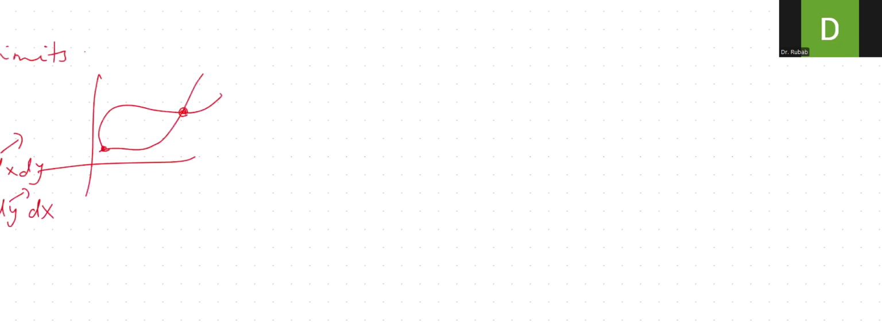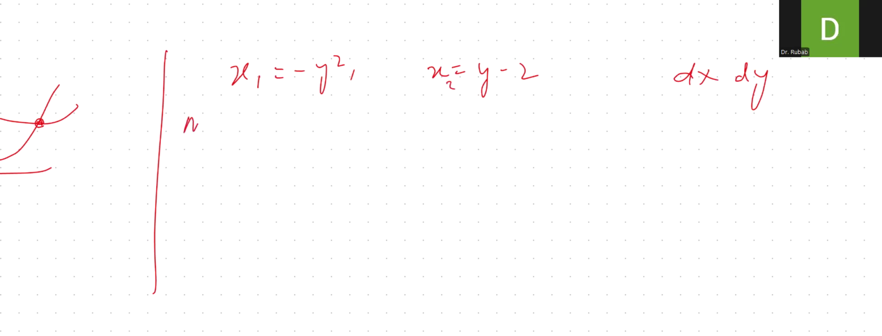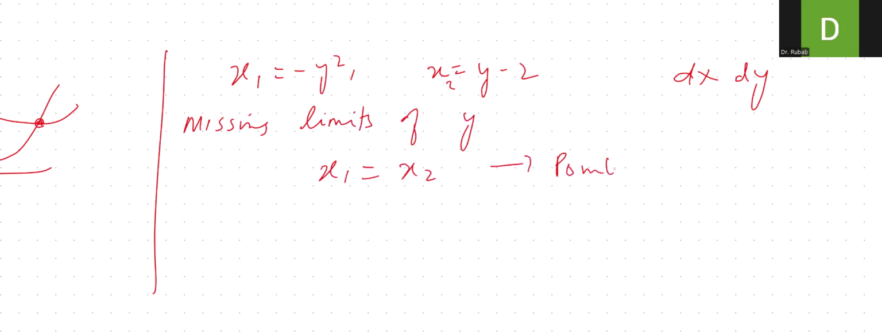So I have two function limits, and I decide to take dx dy because the limits of the functions are given in terms of x. Now, we find the missing limits of y. So this is the way, x1 compared with x2. When two graphs meet, their values become the same. This is called the point of intersection.